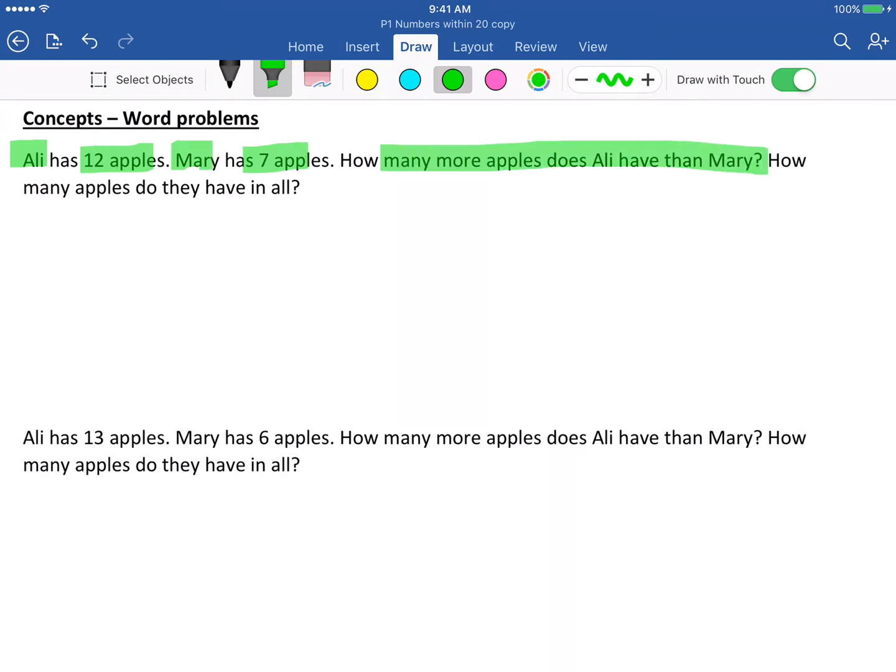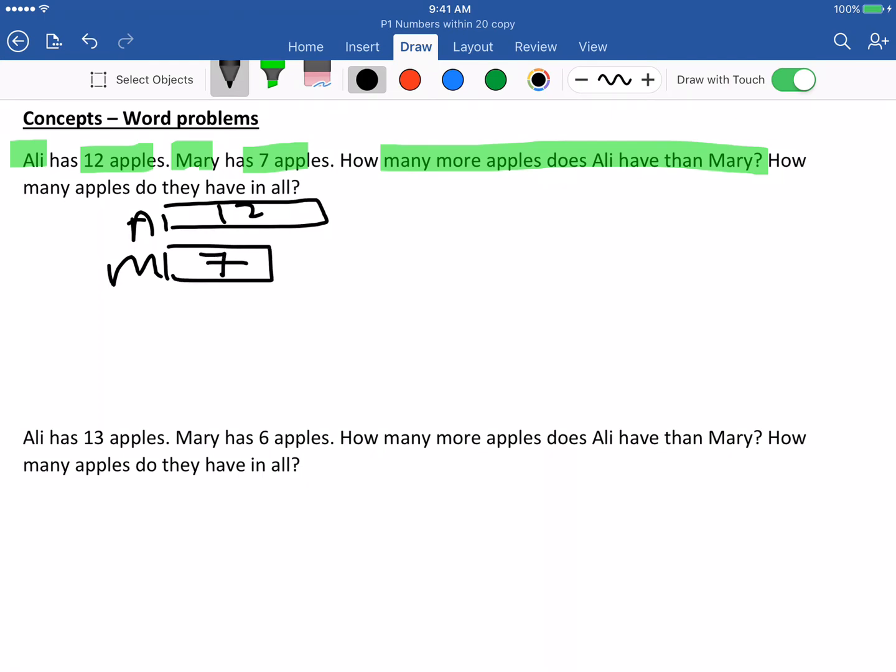So I think the best way to do a primary level, lower primary, math problem is to draw a model so that you can better represent the problem and we won't make any careless mistakes. So let's try first Ali. We have 12. And then we have Mary here, which has 7. The question says how many more apples does Ali have than Mary? So we are trying to find the difference right here. So what you do is just take 12 minus 7, which equals 5. That's the answer.